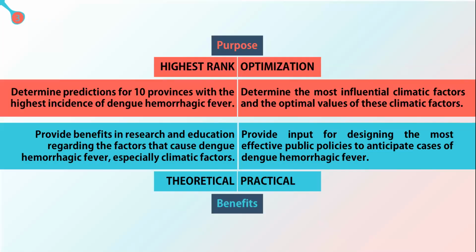The main purpose of this paper is to determine the climatic factors that have the most influence on the DSF event in their optimal values, through the dynamic conditional correlation method, and determine the prediction of the provinces with the highest DSF event in Indonesia using the GARS method. This study is expected to provide benefits in research on the factors that cause dengue hemorrhagic fever, especially climate factors, and provide input for designing the most effective public policies to anticipate aspects in cases of dengue hemorrhagic fever.